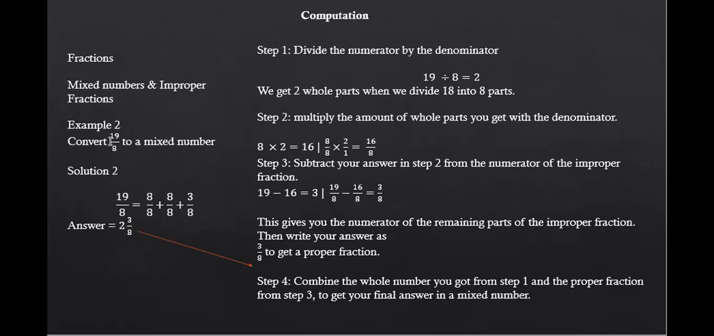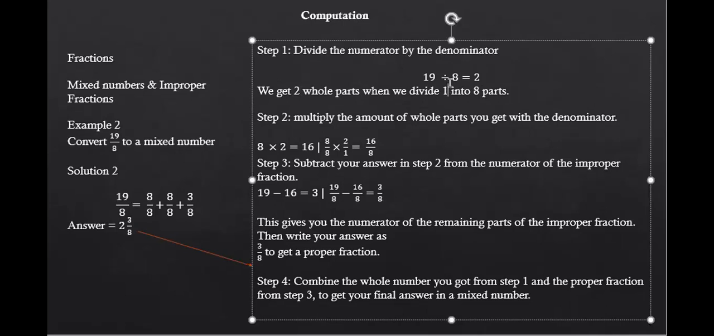So this improper fraction here, we have 19 over 8, and we want to convert this to a mixed number. The first thing we must do is divide the numerator by the denominator. So it's going to be 19 divided by 8, which will give us 2. This means we get 2 whole parts when we divide 19 into 8 parts, right?